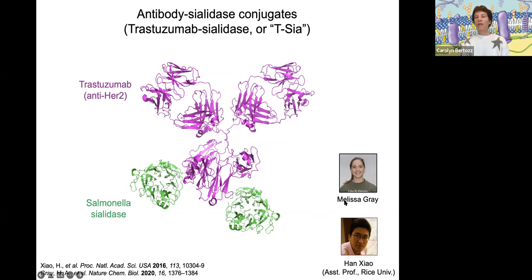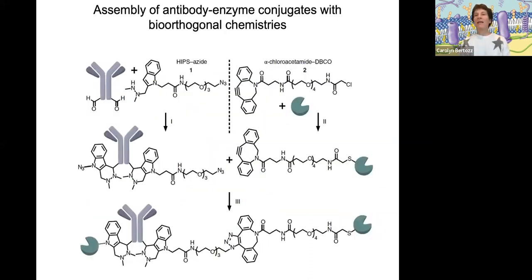And this was the work of a former postdoc named Han Shao, who's now a professor at Rice University, and a former graduate student, Melissa Gray, who is now a postdoctoral fellow in Stephen Bannock's lab at Stanford. And in thinking about how they might join the enzyme and the antibody together, we realized that at least for our proof of concept molecules, it would be quite simple to do this in a modular fashion using bioorthogonal chemistries.